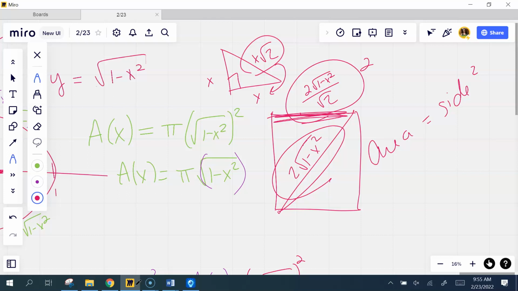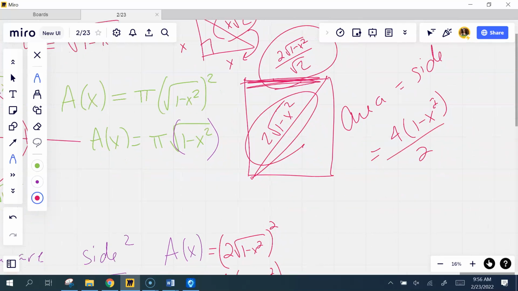Oh yeah, but watch this. Then you square it to get the area. So if I square this, I get 4 times 1 minus x squared over 2, which is 2 times 1 minus x squared.